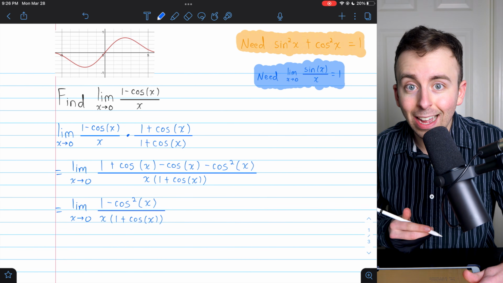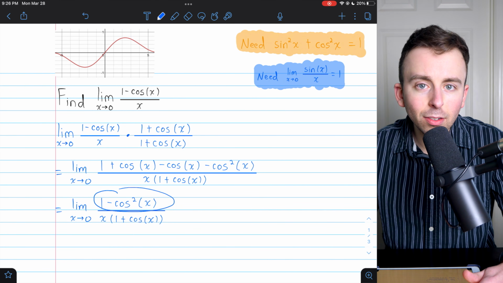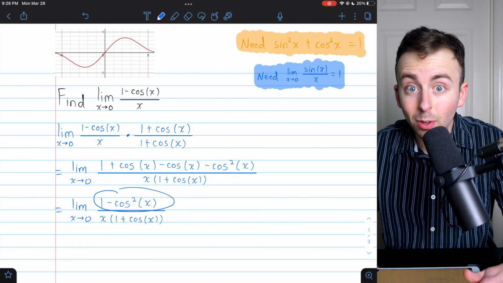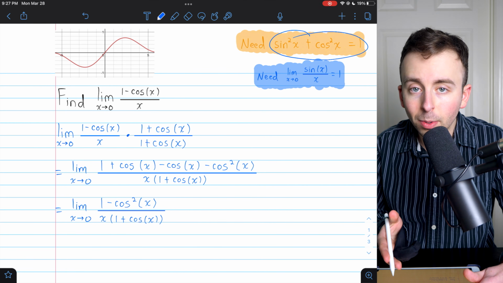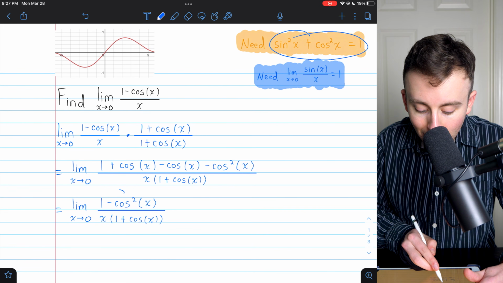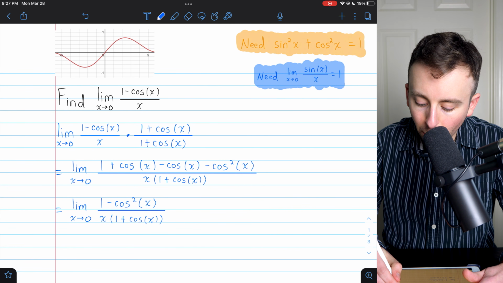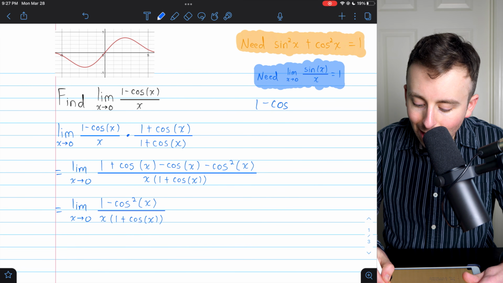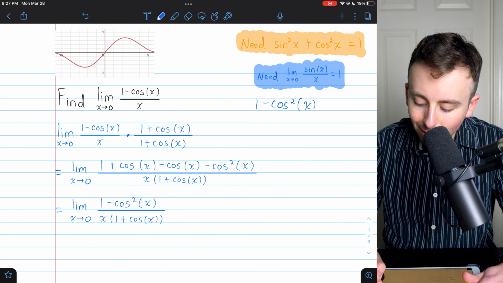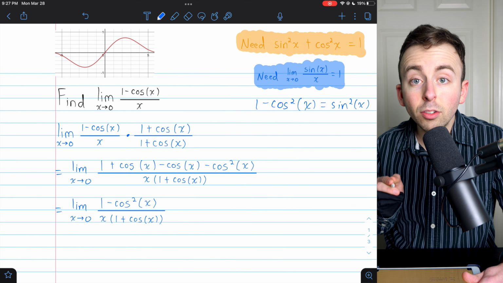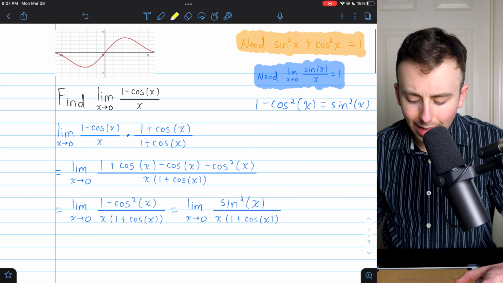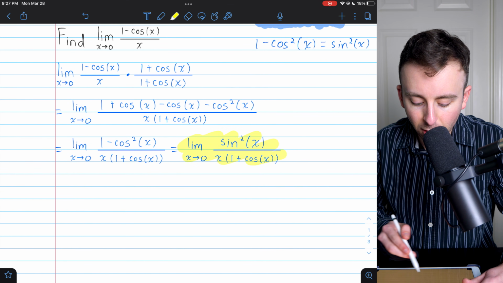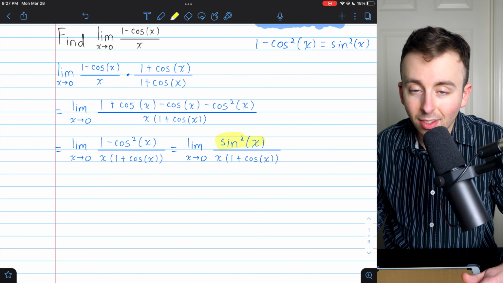Now we can use the Pythagorean identity. We've got 1 minus cosine squared in the numerator. So how does that relate to the Pythagorean identity? Well, by this identity, we know that sine squared plus cosine squared is 1. So if we subtract cosine squared from both sides, we would have that 1 minus cosine squared of x is equal to sine squared, which is left on the other side. So we can replace 1 minus cosine squared with sine squared. We'll go ahead and scroll down a little bit. There is our substitution. 1 minus cosine squared becomes sine squared.